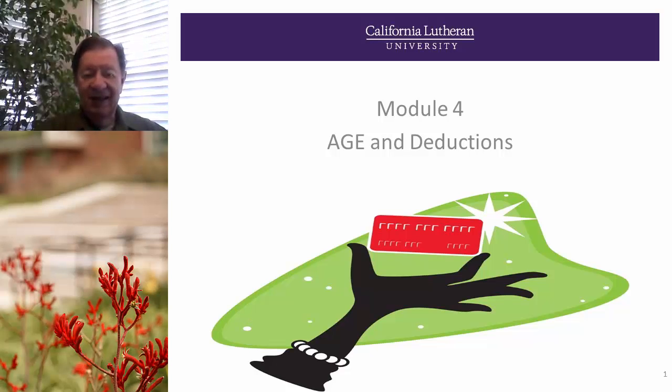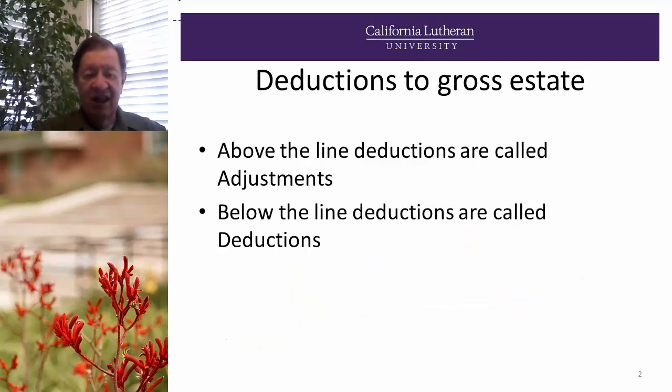Of Week 3. And this covers the AGE and deductions, which is probably the easiest part of the course. In fact, I find people very rarely get this wrong. And it's also the easiest part of probably doing the tax return. And again, very few people get it wrong. And we're going to look at some deductions to gross estate.